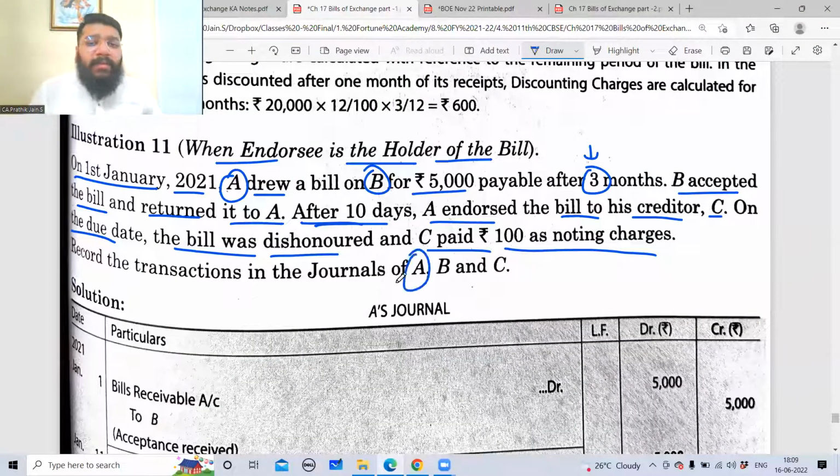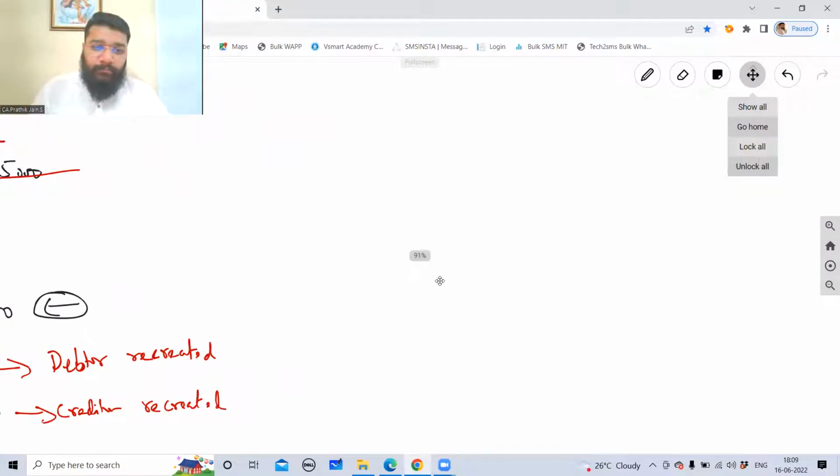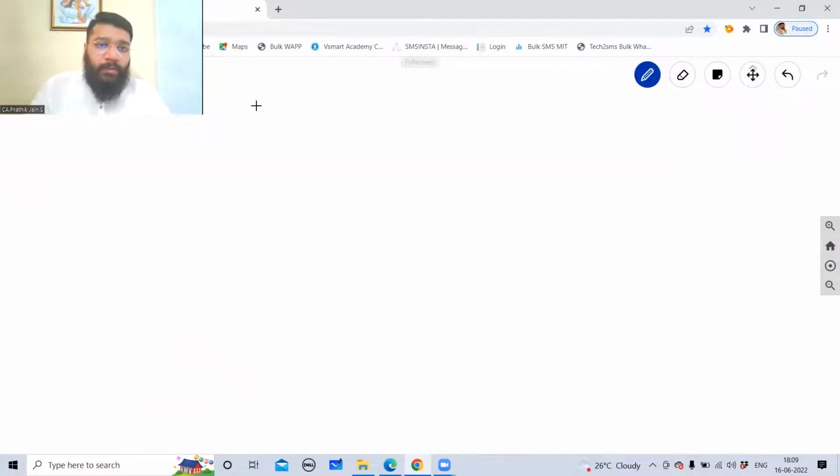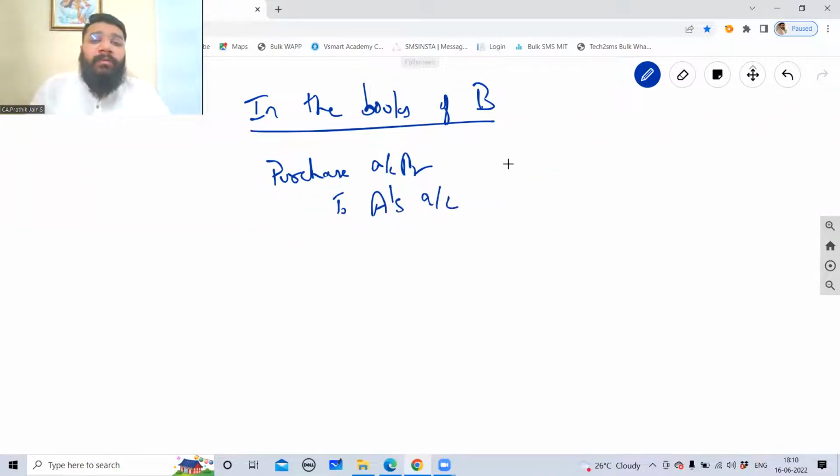Now, guys, we have completed the entry in books of A. Now the entry in books of B. In the books of B, the first entry is the purchase entry. Only for knowledge purpose I'm writing. Purchase account debit to A's account, 5,000.